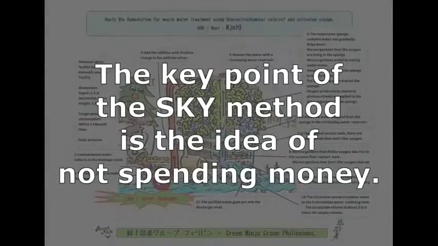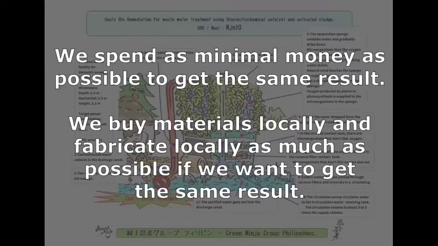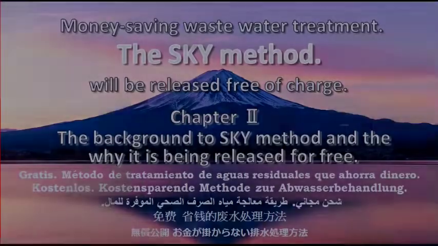The key point of the Sky method is the idea of not spending money. We spend as minimal money as possible to get the same result. We buy materials locally and fabricate locally as much as possible if we want to get the same result.